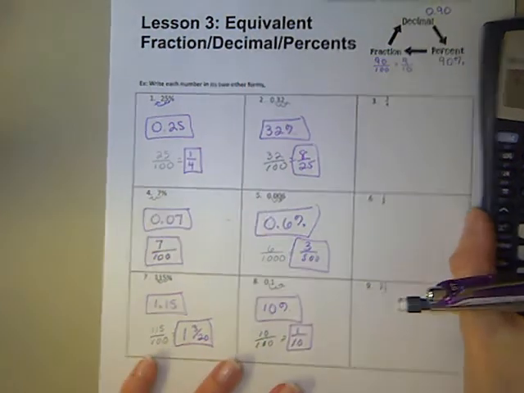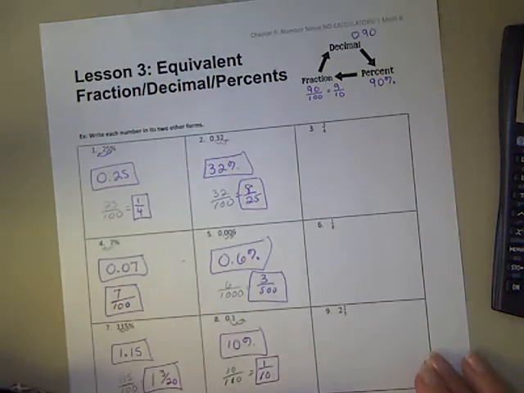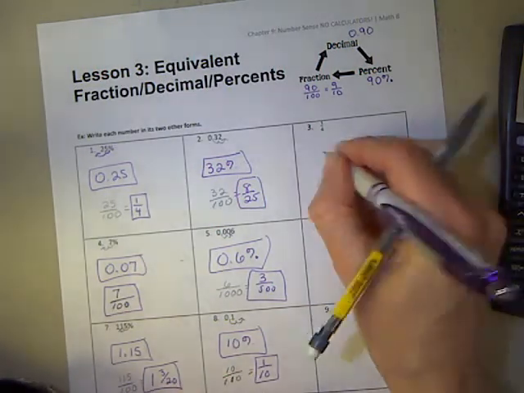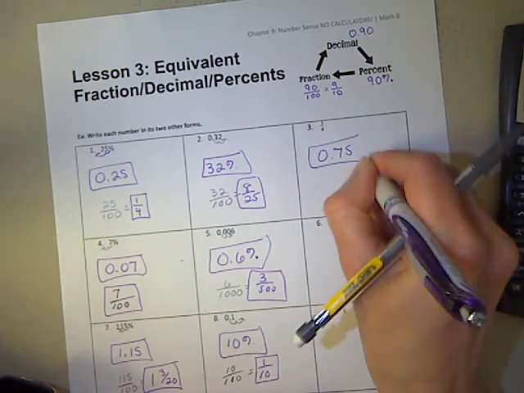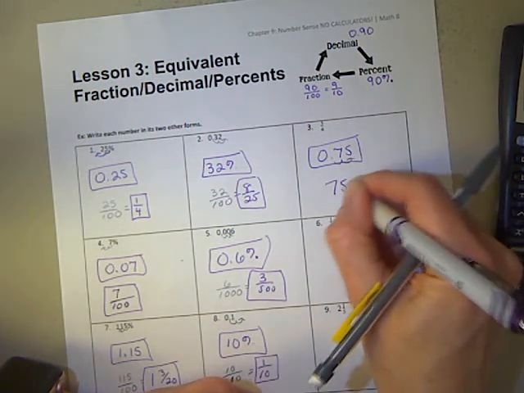Okay, last section. These are all fractions, so I think the quickest is to change them to a decimal, then do a percent. Well, 3/4, hopefully we all know what decimal that is. That's 0.75. What percent would that be? Move it 2 spots. It's going to be 75%.